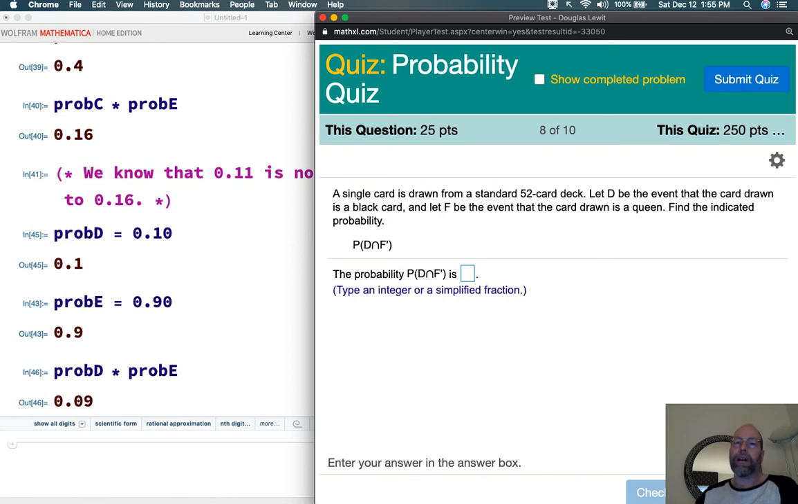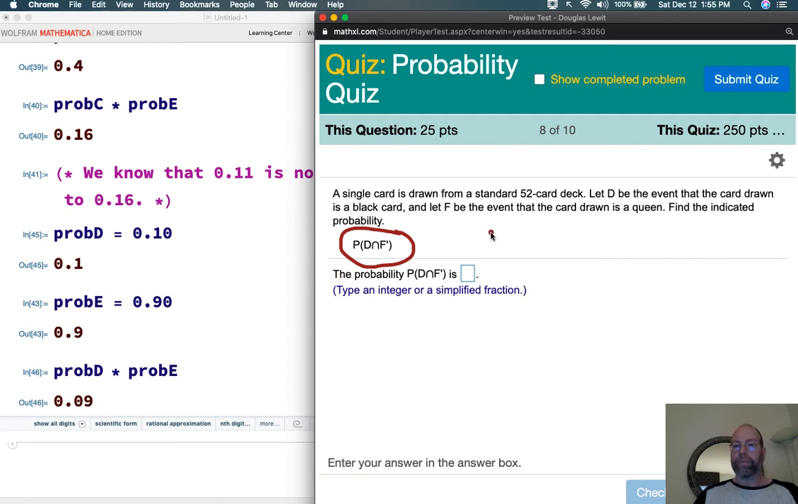A single card is drawn from a standard 52 card deck. Let D be the event that the card drawn is a black card, and let F be the event that the card drawn is a queen. Find the indicated probability: the probability of D and not F.